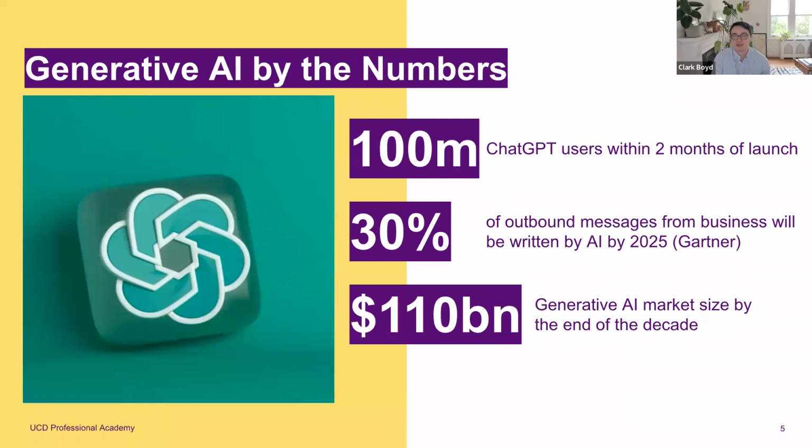Gartner is predicting that 30% of outbound messages from businesses will be written completely by AI by 2025. I always love these sort of predictions. They're a little bit vague into the future, but that might be quite conservative once we get closer to that point. I think people are already drafting a lot of emails using generative AI. And the market size is expected to be, just on its own for this technology, $110 billion by the end of the decade, from pretty much nothing last year.